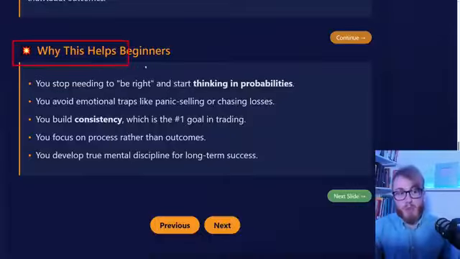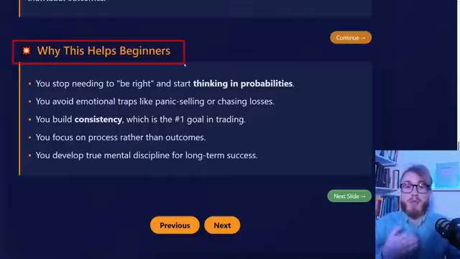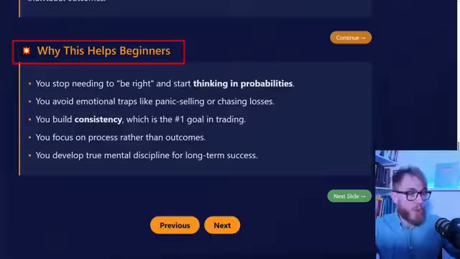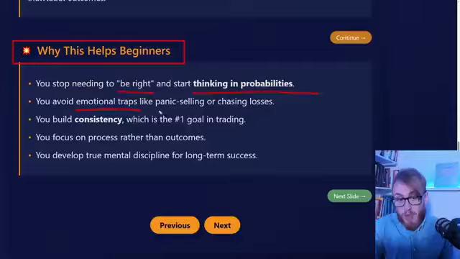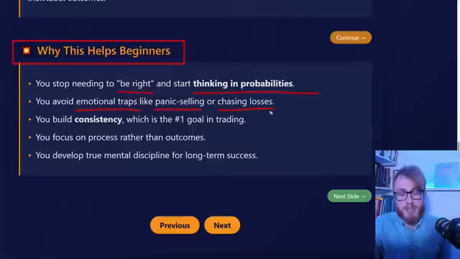But right, so now you might of course wonder, how will these trading truths help you as a beginner? Well, when accepting these truths, you will stop needing to be right, and you will start thinking in probabilities. This is such an important step. You will also avoid emotional traps like panic selling. You're probably familiar with that feeling. Or another very dangerous one is chasing losses, and also trying to win back what you lost. That is very dangerous.